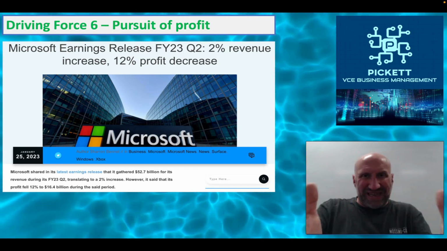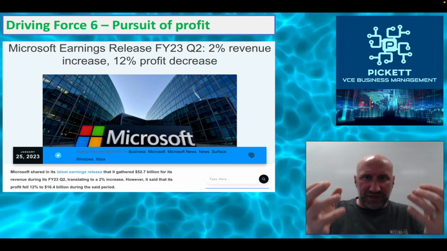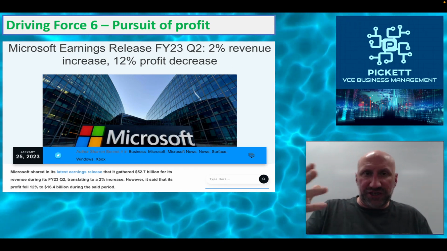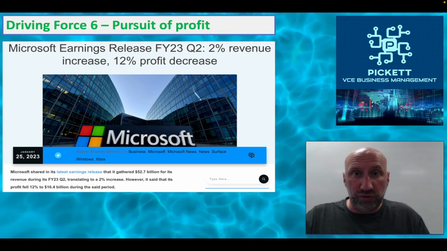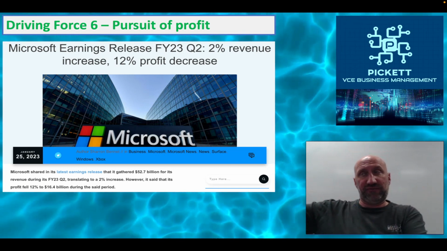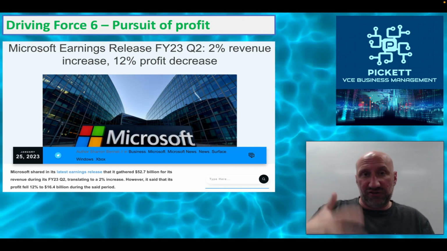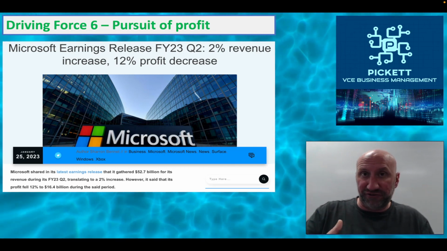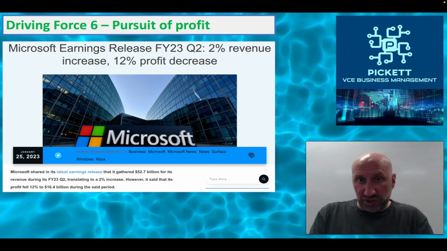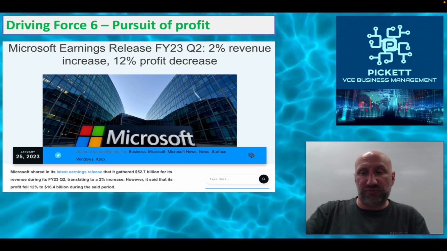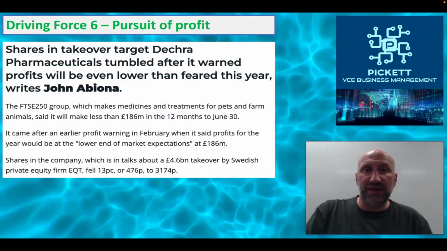But for the purposes of this, they released that information. Their shareholders are not going to be happy at all because they were expecting a certain level of profit, but they've got less. That's going to really be driving change within Microsoft, to make changes to turn that situation around and get back to the profit levels that they were forecasting beforehand.